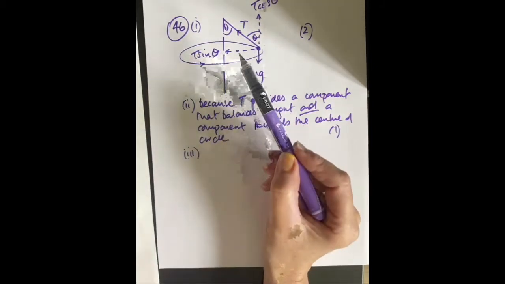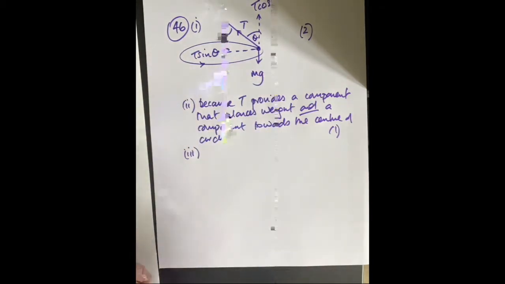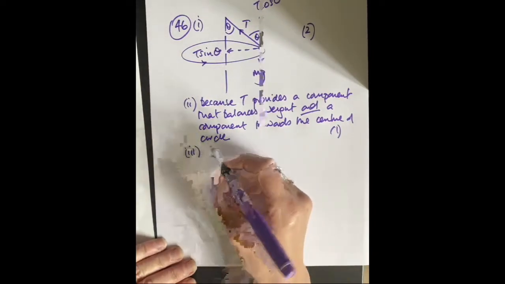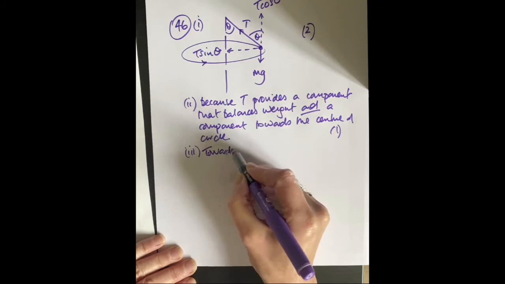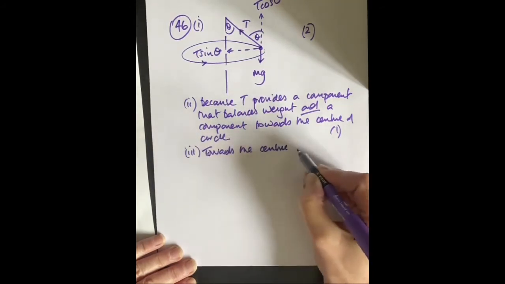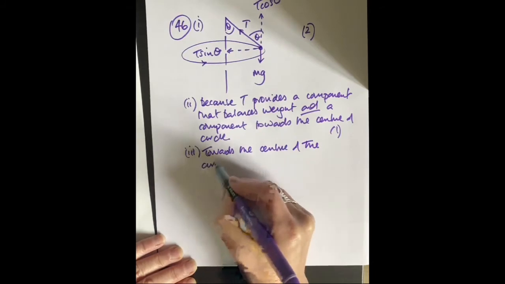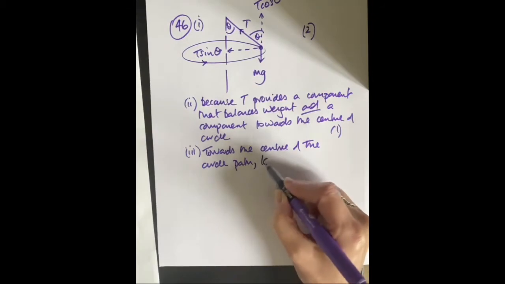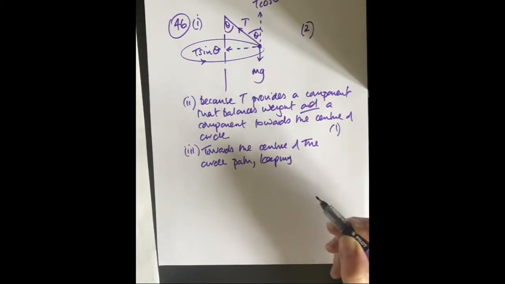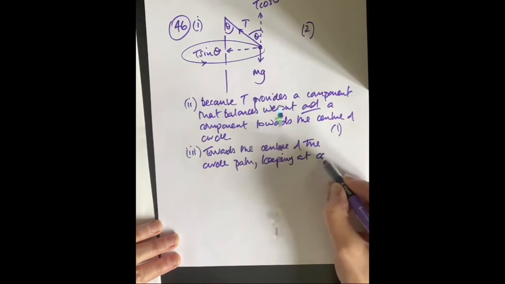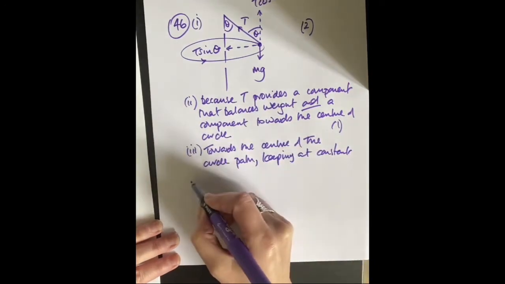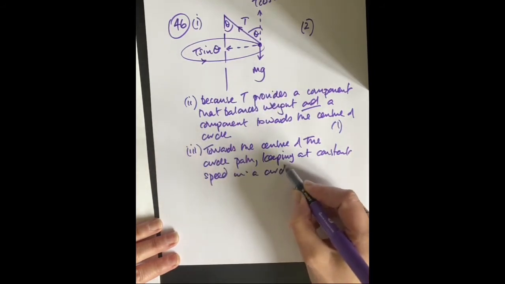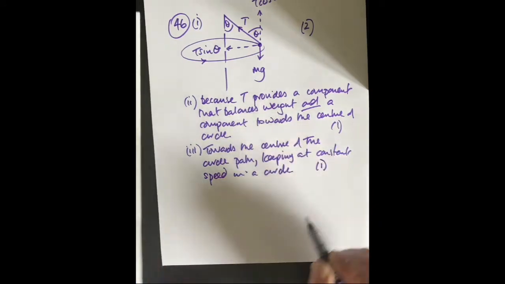It's not moving towards the centre of the circle, but that force is keeping it in circular motion. So the resultant force is towards the centre of the circular path, and is keeping it, this is the effect it has on the motion, at constant velocity or constant speed in the circle. Constant velocity. Alright, and there's your 4.